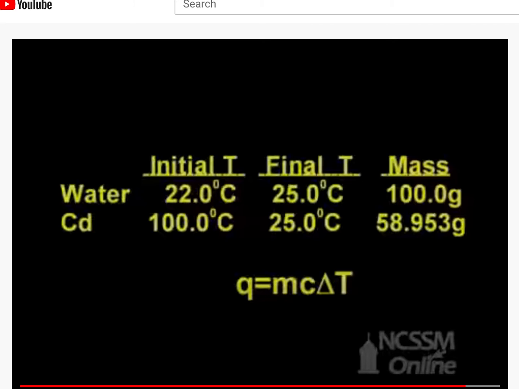Prof, can you say that again, please? Sorry, what was that? Can you say that again, please? Yes. If you look at the letter Q on the screen, Q is going to equal the mass times the specific heat times the delta T, which is the change in temperature. So I want you to calculate that for your water.